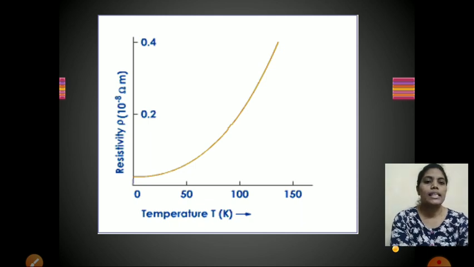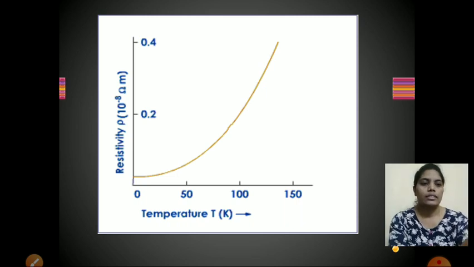Now here we can see the relation between resistivity and temperature for metals or conductors. You can see a curve which is showing that as the temperature increases, resistance also increases.